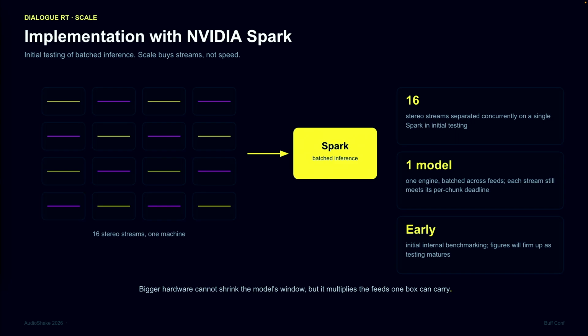And the good news is that we've been able to also process 16 different streams and parallelize the entire process on the NVIDIA Spark. And we have some benchmarking data that we've developed over the last few weeks. So this is all very early stuff. It's still work in progress. But yeah, we're pretty happy with the results so far.